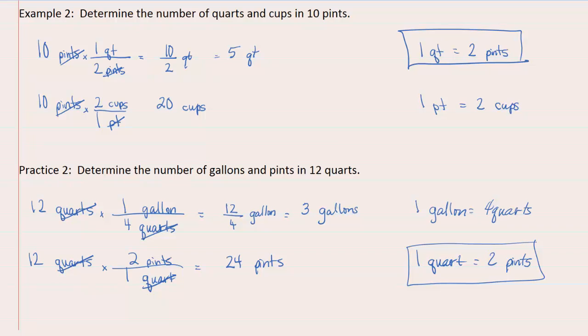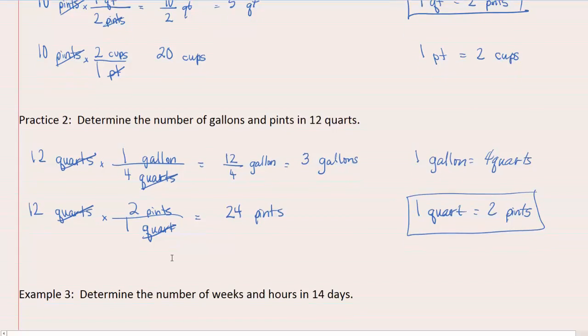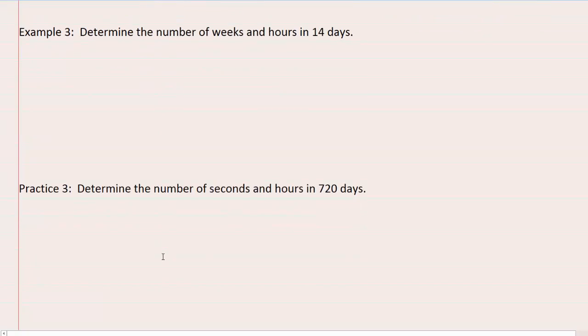Let's look at a third practice that practices conversions of time. The first asks us to determine the number of weeks and hours in 14 days. Let's start by writing 14 days. We now need to know how many days are in a week. There are 7 days in 1 week.